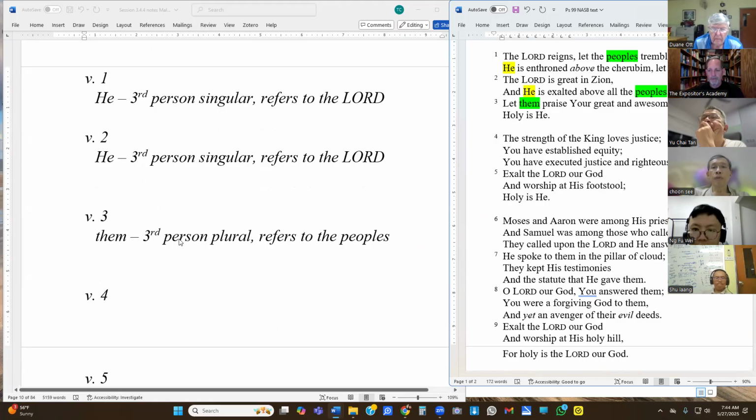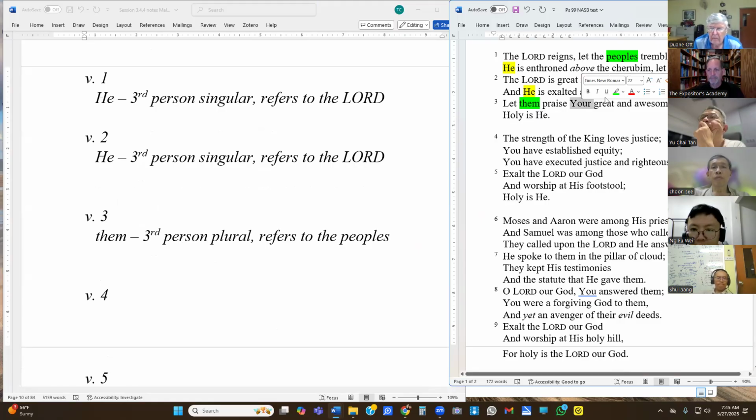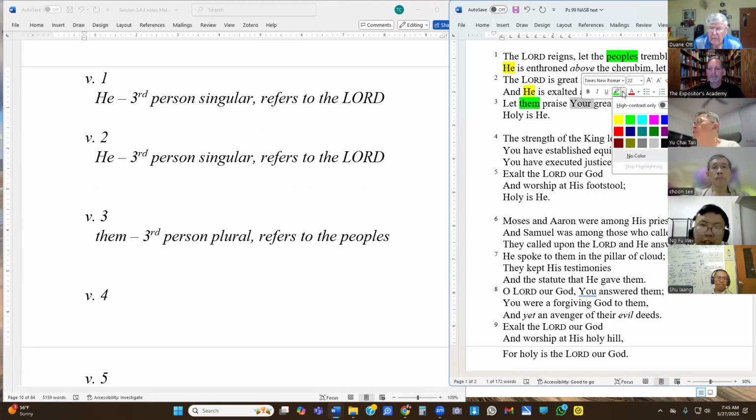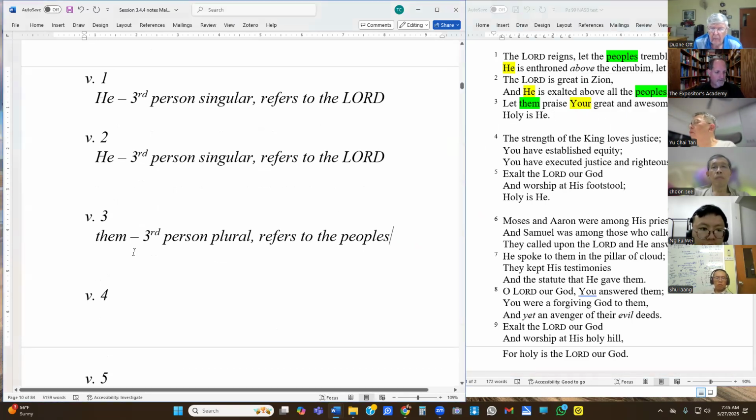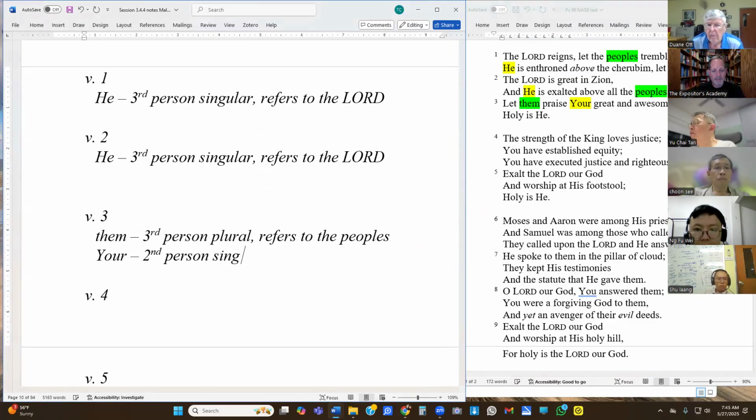Any other pronouns in the verse? Okay. The next one is your. Praise your name. The pronoun is your. It's second person singular. Yeah, and we know it's singular because of who it refers to, right? Who is it referring to? Referring to the Lord. Yeah.